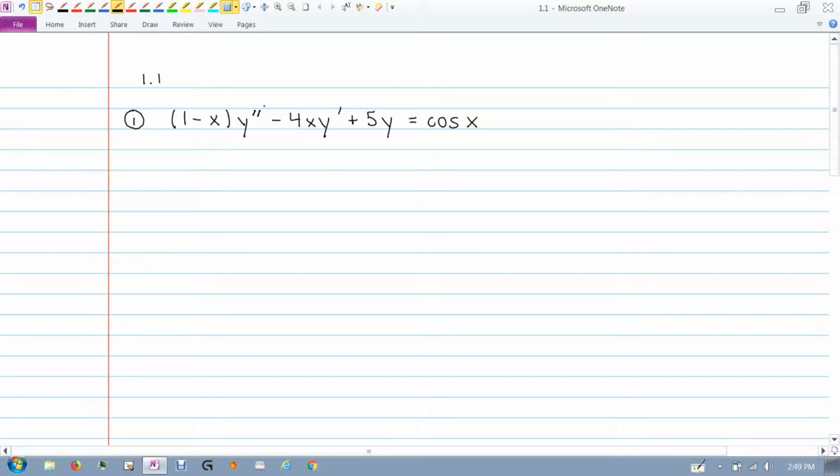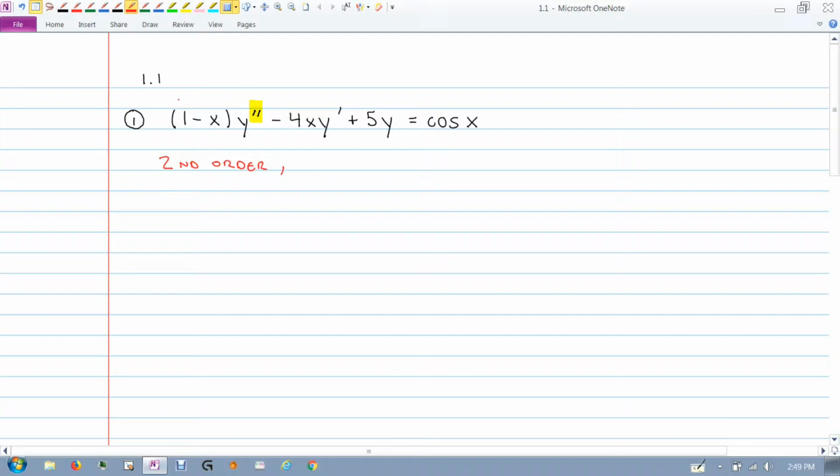So the order here is going to be the highest derivative that we see being taken here, which in this case is going to be the second order, or second derivative. So this is going to be a second order differential equation. And now we want to determine if it's linear or nonlinear.